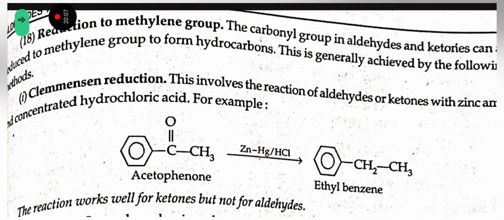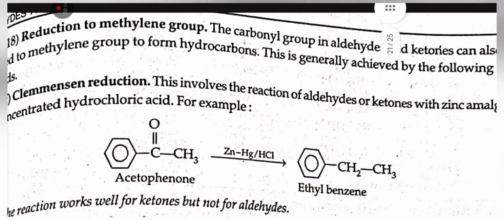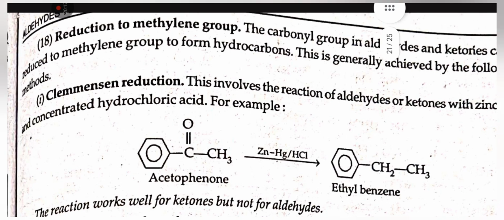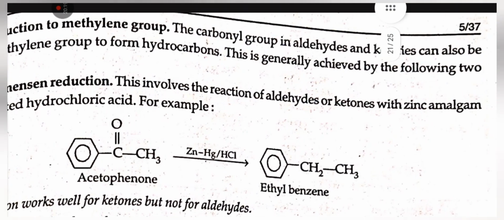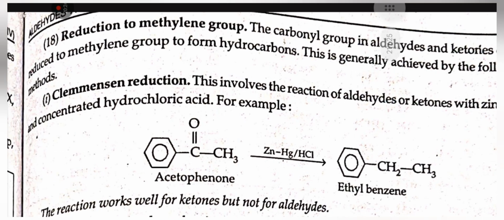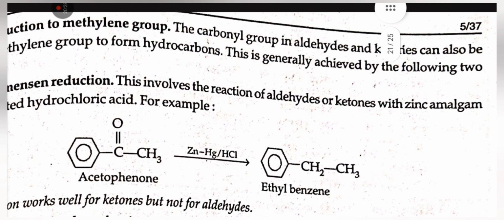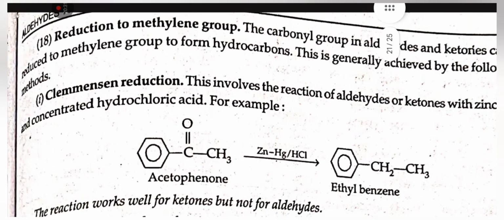Reduction to methylene group. The carbonyl group in aldehydes and ketones can also be reduced to a methylene group to form a hydrocarbon. This is generally achieved by the following two methods. First, Clemmensen reduction. This involves the reduction of aldehyde or ketones with zinc amalgam and concentrated hydrochloric acid. For example, acetophenone on reaction with Zn-Hg and HCl will give ethylbenzene. The reaction works well for ketones but not for aldehydes.